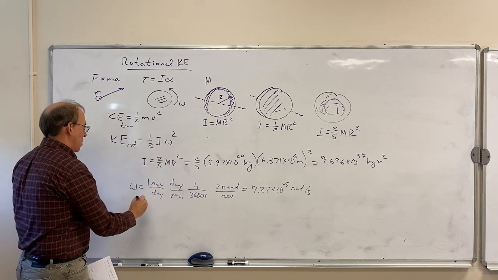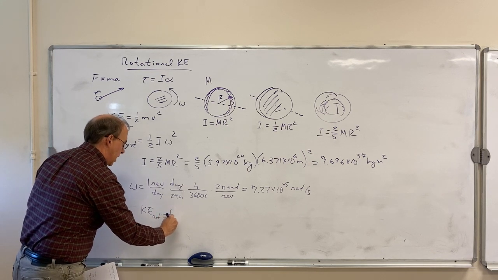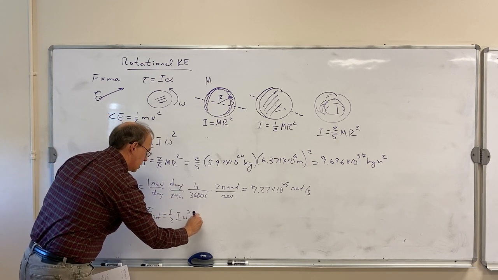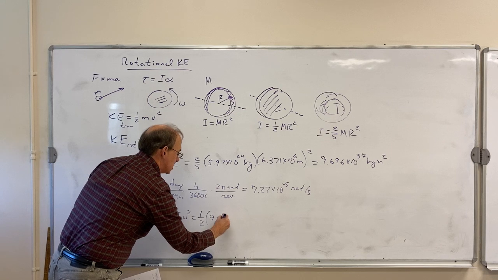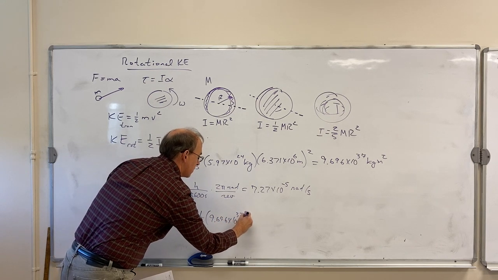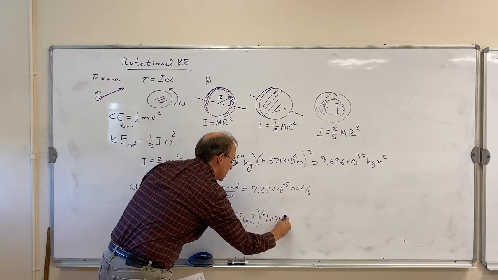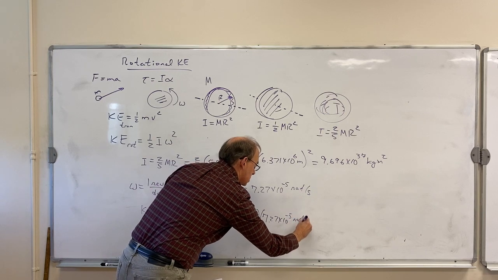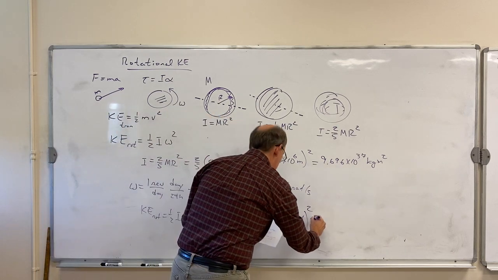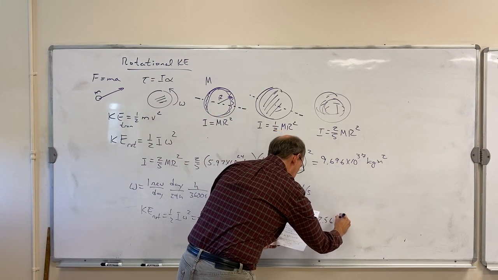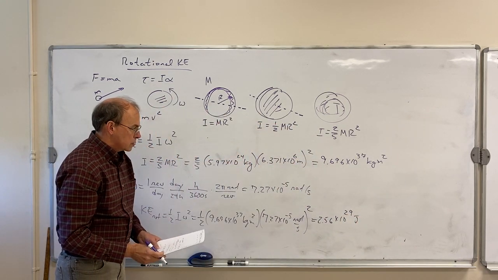So now we know I, we know omega, so the kinetic energy of rotation of our planet is 1/2 I omega squared. That is 1/2 times I, which was 9.696 times 10 to the 37 kilogram meter squared. Omega is 7.27 times 10 to the minus 5 radians per second, that quantity squared. This turns out to be quite a large number, 2.56 times 10 to the 29 joules. So quite a lot of energy.